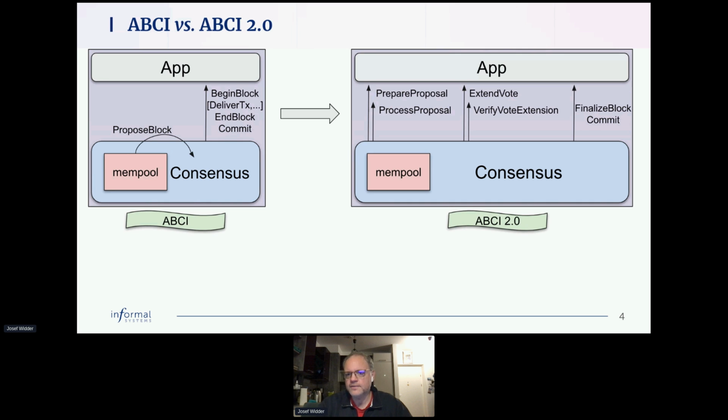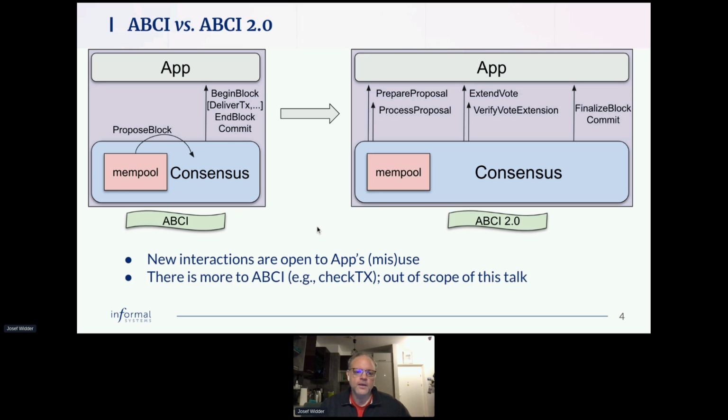And then at the end, we again have finalized block and commit. So what we see here is that there is now much more detailed and fine-grained control that the application has over consensus, which means that the application can use consensus in many more ways, but it can also misuse consensus in many more ways, and the application designer needs to be aware of that. And of course, there's more to ABCI, but I don't want to talk about that today. I want to focus on these features here.